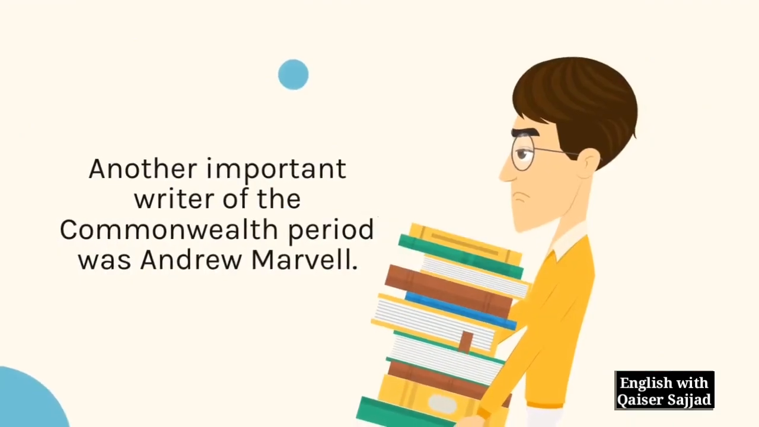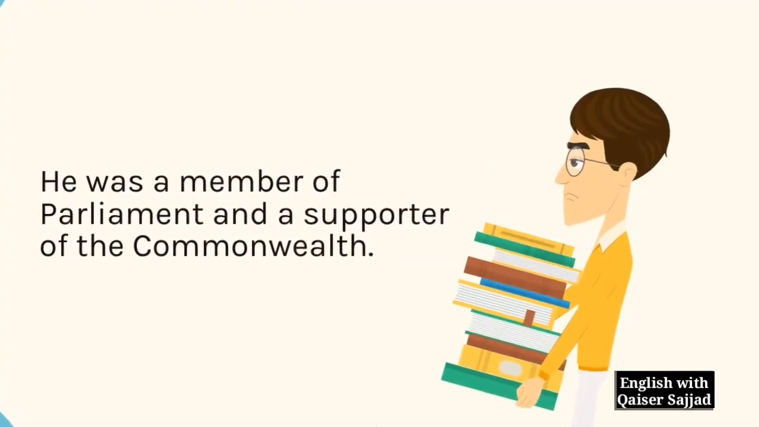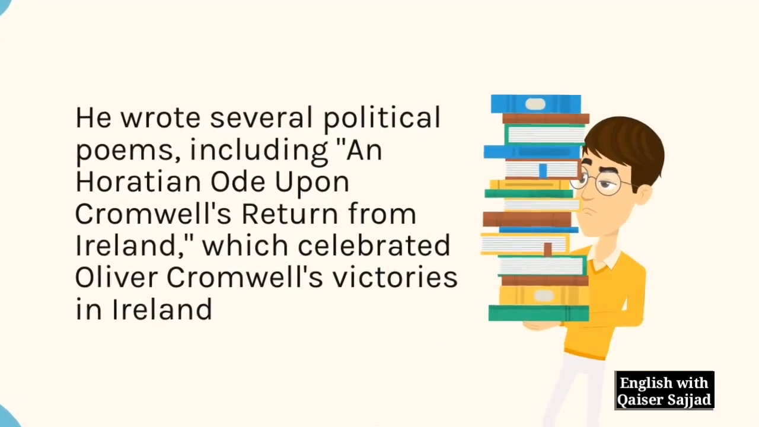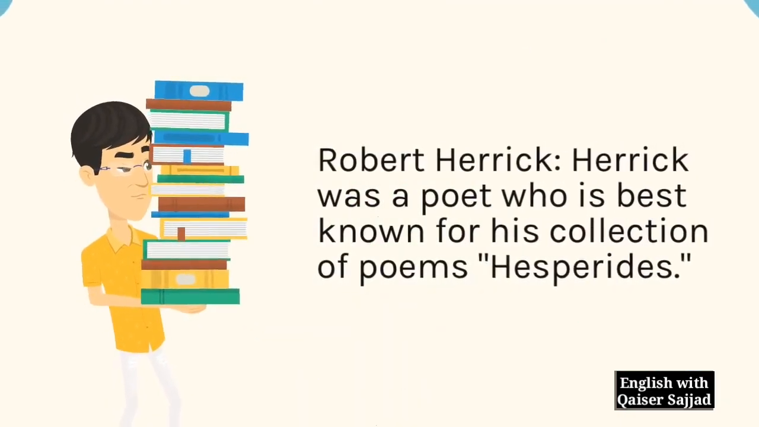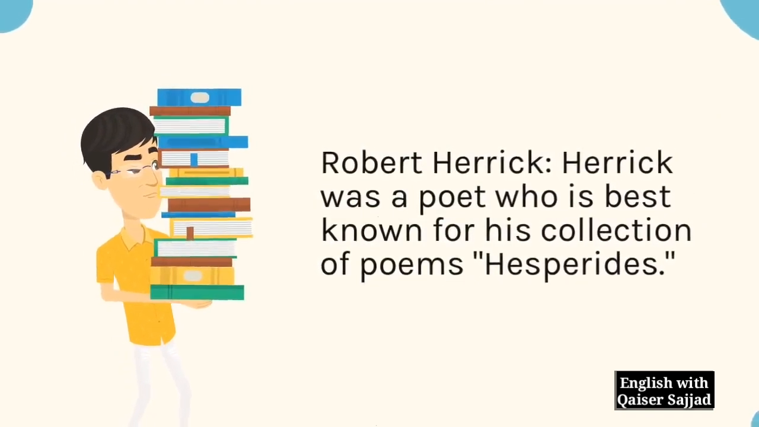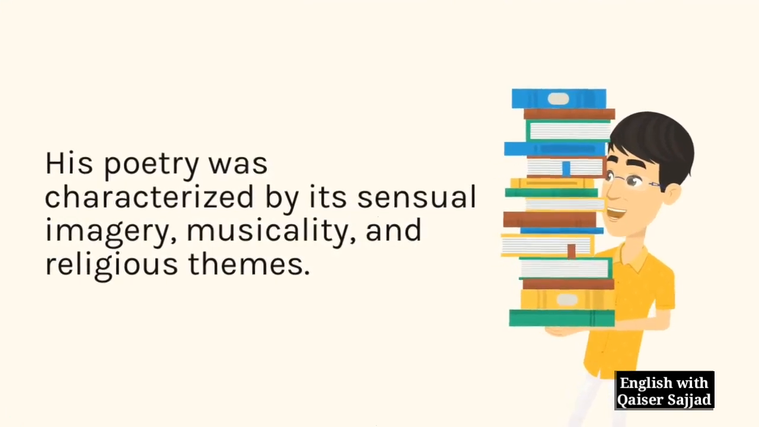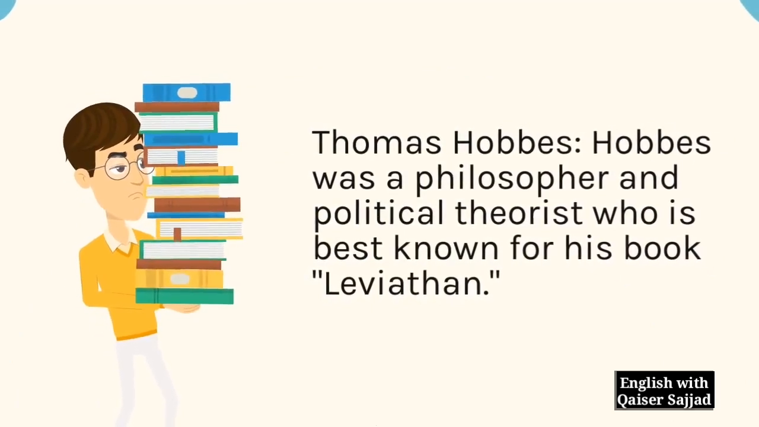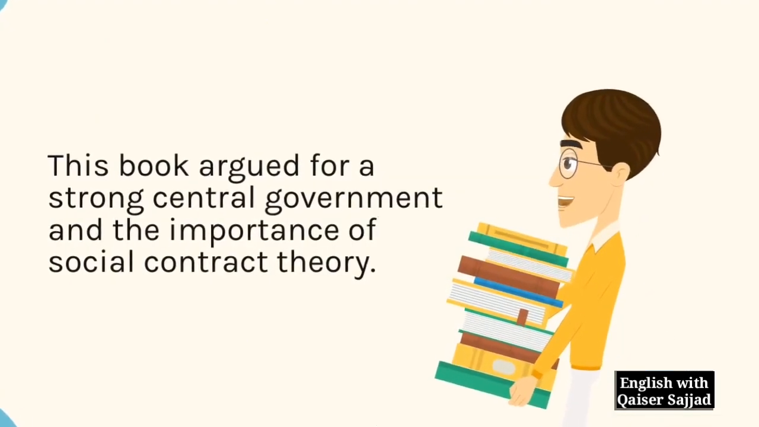Another important writer of the Commonwealth period was Andrew Marvell. He was a member of Parliament and a supporter of the Commonwealth. He wrote several political poems, including An Horatian Ode upon Cromwell's Return from Ireland, which celebrated Oliver Cromwell's victories in Ireland. Robert Herrick. Herrick was a poet who is best known for his collection of poems Hesperides. His poetry was characterized by its sensual imagery, musicality, and religious themes. Thomas Hobbes. Hobbes was a philosopher and political theorist who is best known for his book Leviathan. This book argued for a strong central government and the importance of social contract theory.